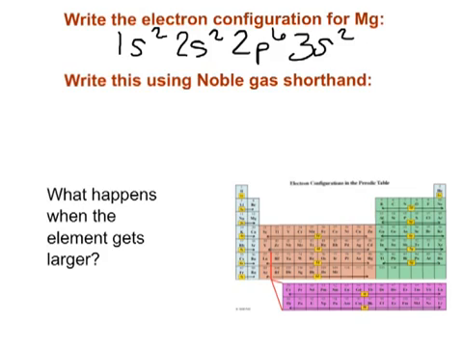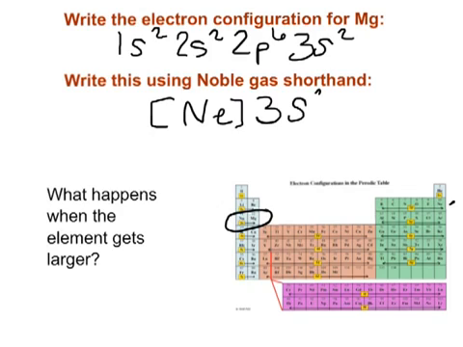And if we want to write that in shorthand using the noble gas configuration, we use neon, and then here you can see magnesium is going to have 2 more in the third energy level, so it has 2 more electrons, so 3s2.